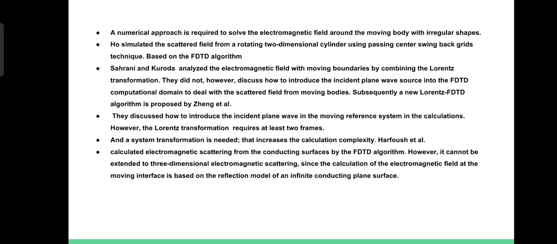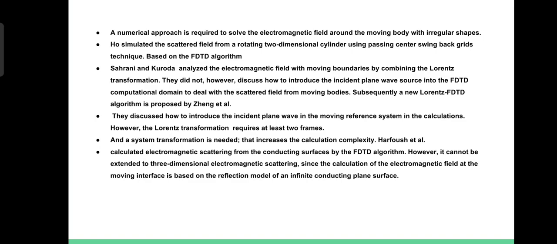Hirani and Kuroda analyzed the electromagnetic field with moving boundaries by combining the Lorentz transformations. They did not, however, discuss how to introduce the incident plane wave source into the FDTD computational domain to deal with the scattered field of moving bodies. Subsequently, a new Lorentz FDTD algorithm was proposed by Jehan et al. They discussed how to introduce the incident plane wave in a moving reference system in the calculations.